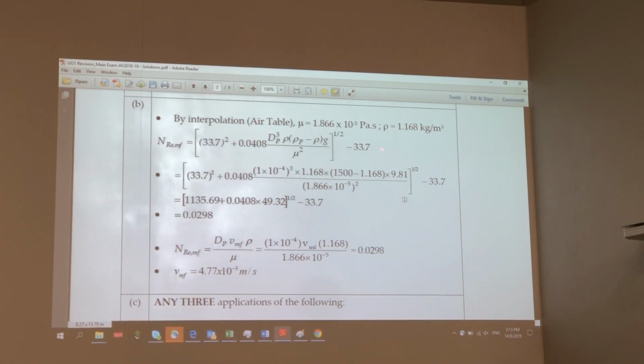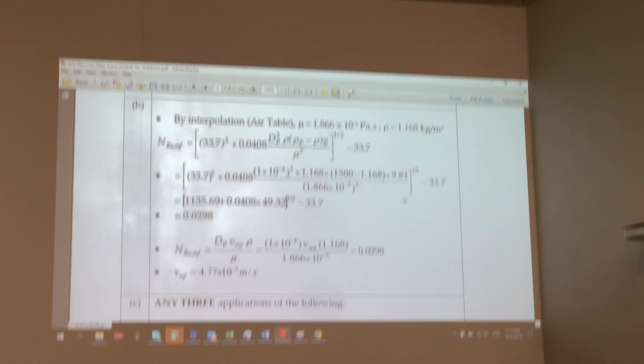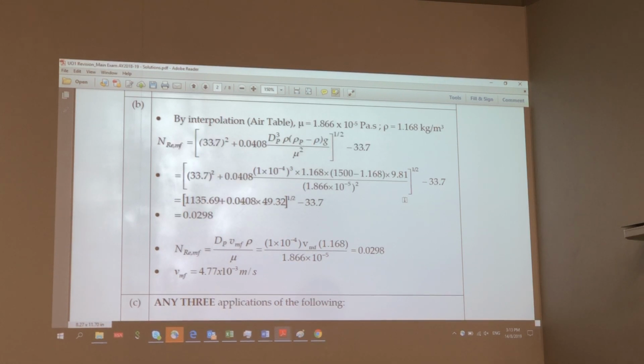For this one, the equation will be given. You don't create another one. Please follow properly. Just need to substitute all the values correctly inside. Please take note, you have something here, square. Okay? Then this is the density of particle minus the density of air, right? And one more thing is, here you have a square root. Don't forget. It's only the calculation part, you just need to be careful.